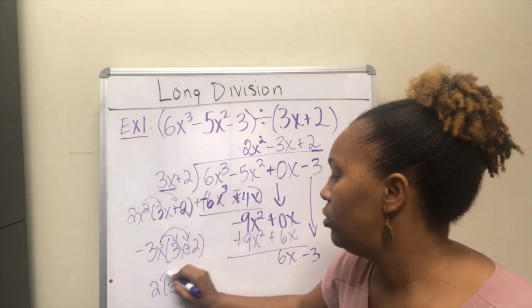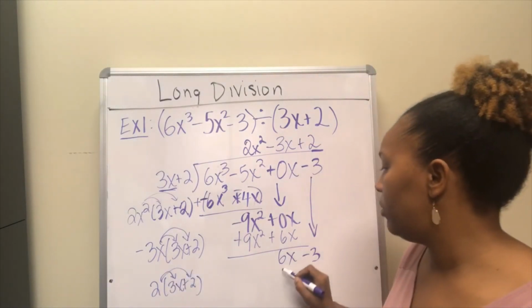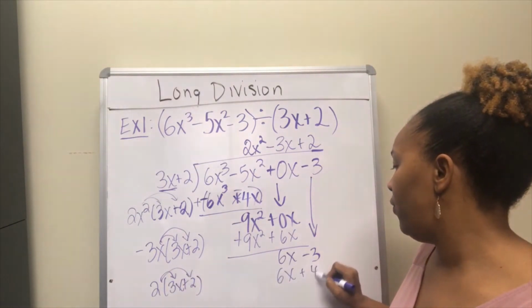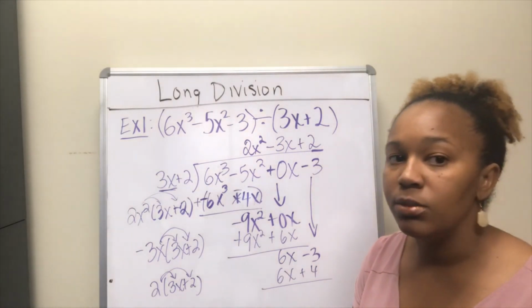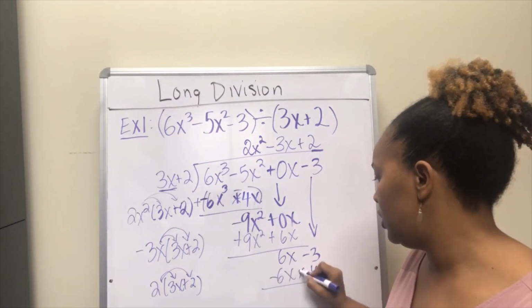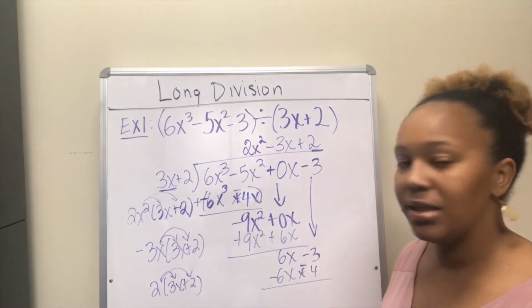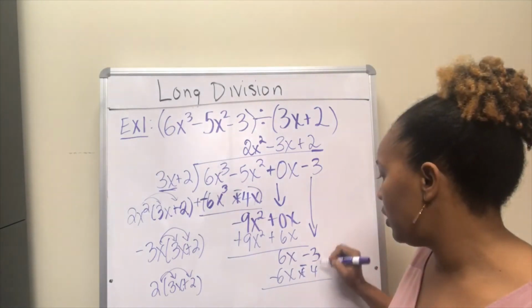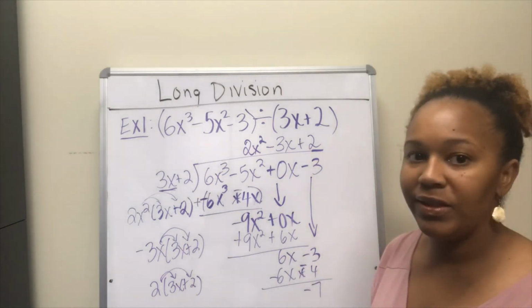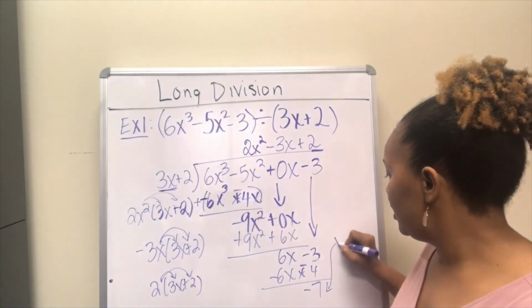So distribute the 2, multiply the 2 by each term, and you get 6x plus 4. Since we want to subtract, we're going to subtract, change the sign on both of those. 6x minus 6x cancels. Negative 3 minus 4 is negative 7. So negative 7 is my remainder.